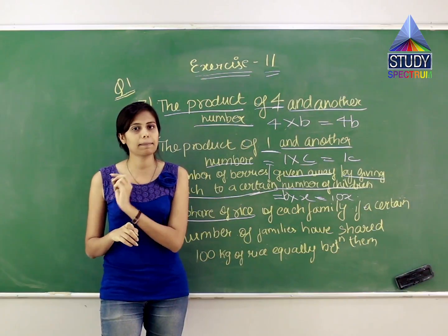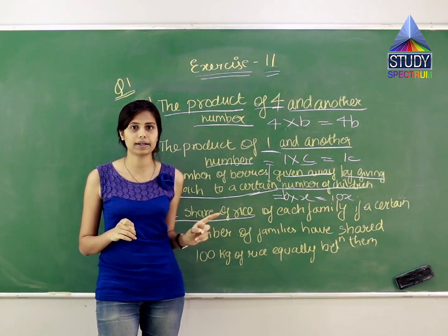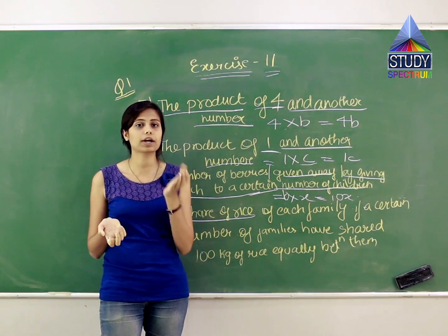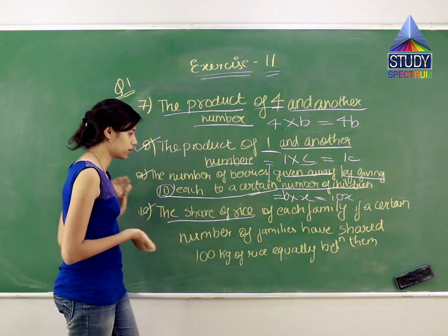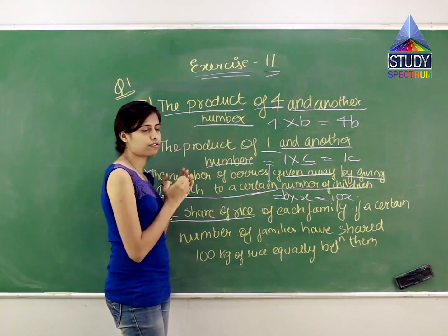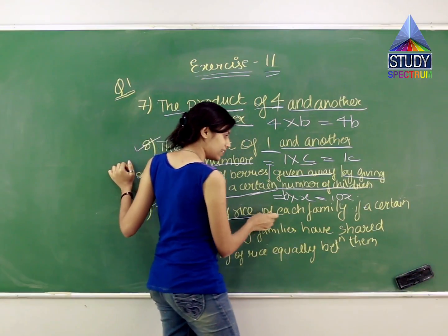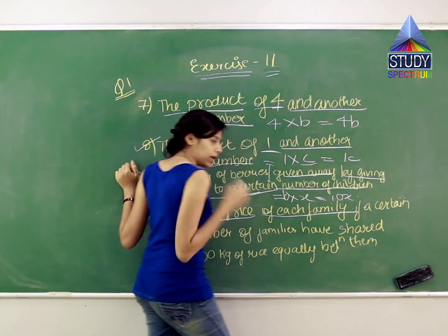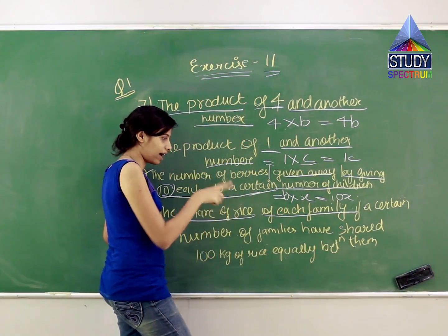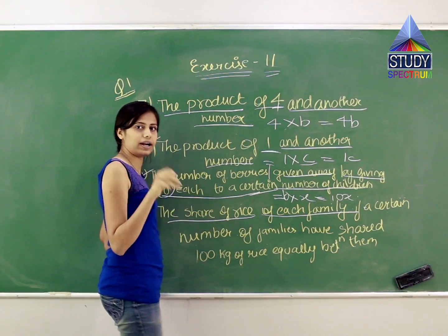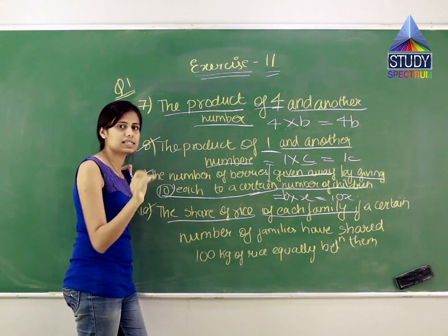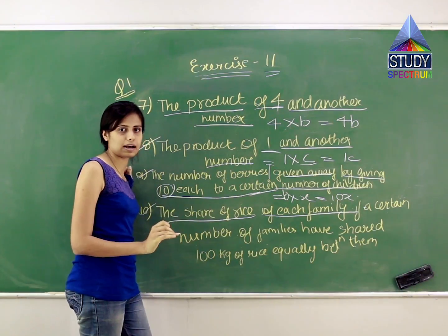20. So how many mangoes will each child get? Each child will get how many? 20 mangoes. So same over here, they are telling you the share of rice of each family. They are dividing it family wise. I have divided over here by children wise. Same here, children के जगह पे family they are writing.